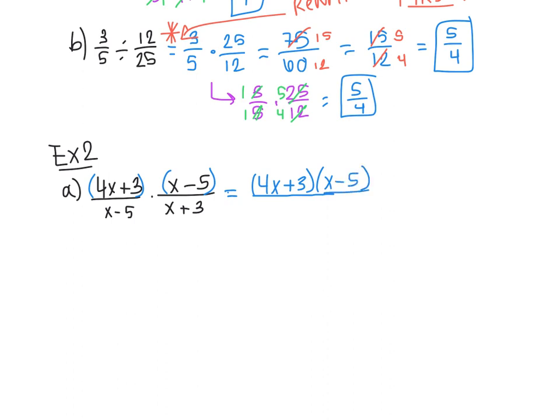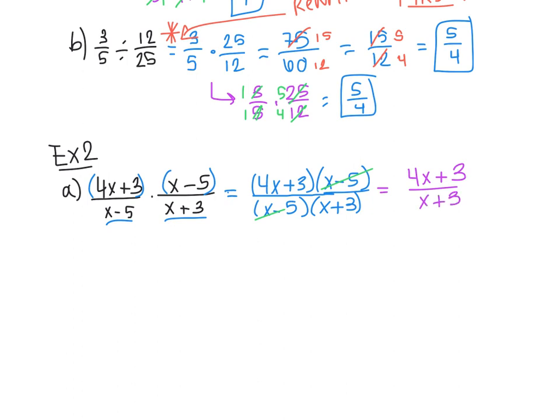Same thing in my denominator. I've got x minus 5 times x plus 3. Now I've got this fraction here, and I see x minus 5 in the numerator, x minus 5 in the denominator. So that's a cancellation I can make, and that leaves us with 4x plus 3 divided by x plus 3.